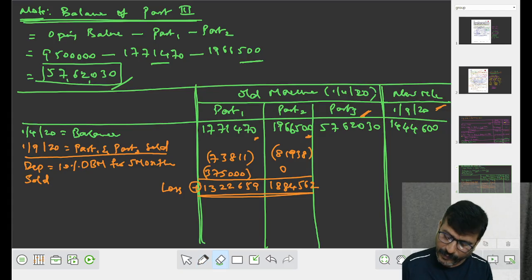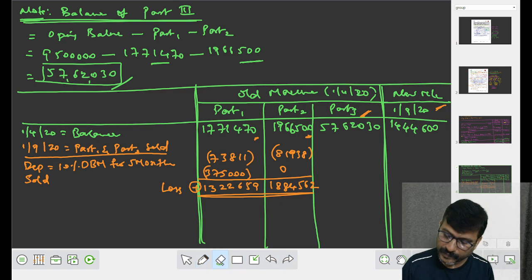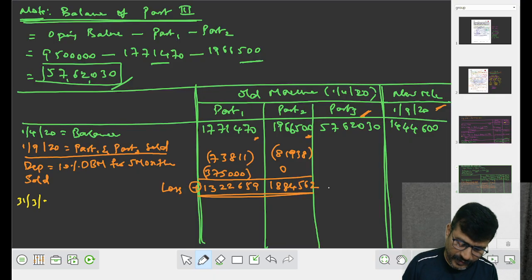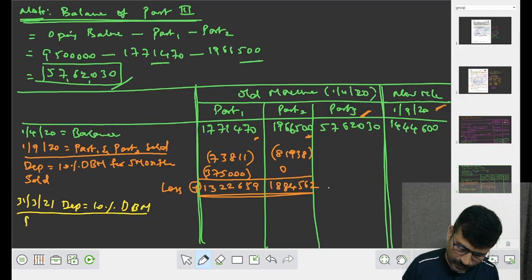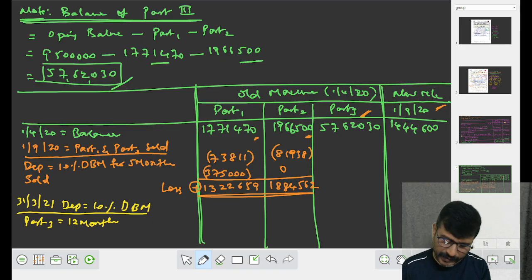Okay, fine. Now, we have to calculate depreciation on what date? 31st March 21. Depreciation 10% diminishing balance method. Now, part 3 is an old machine. We have to calculate for 12 months.